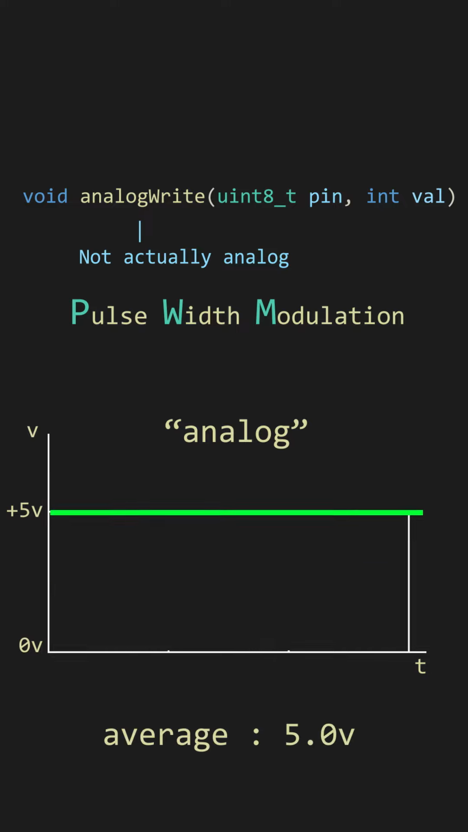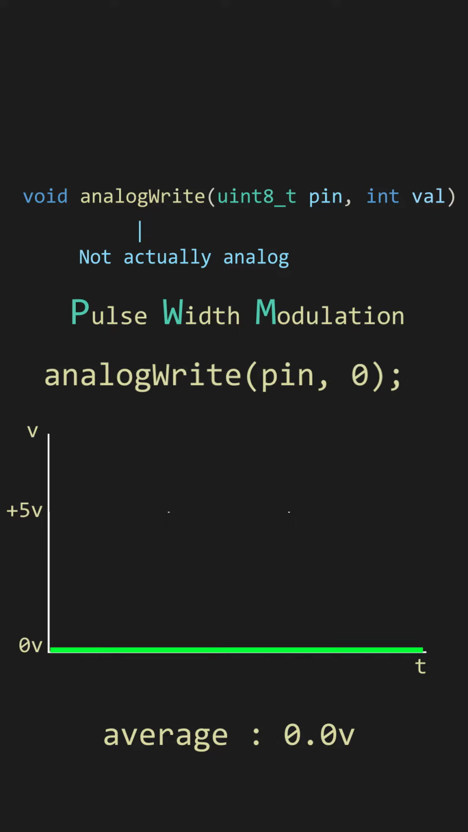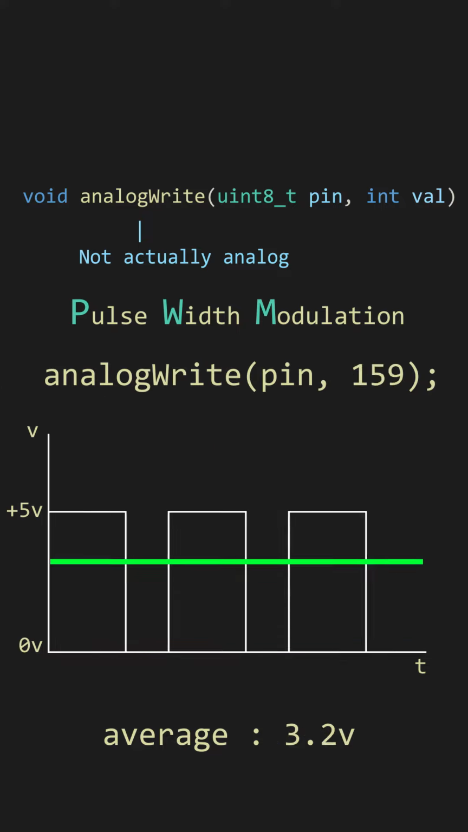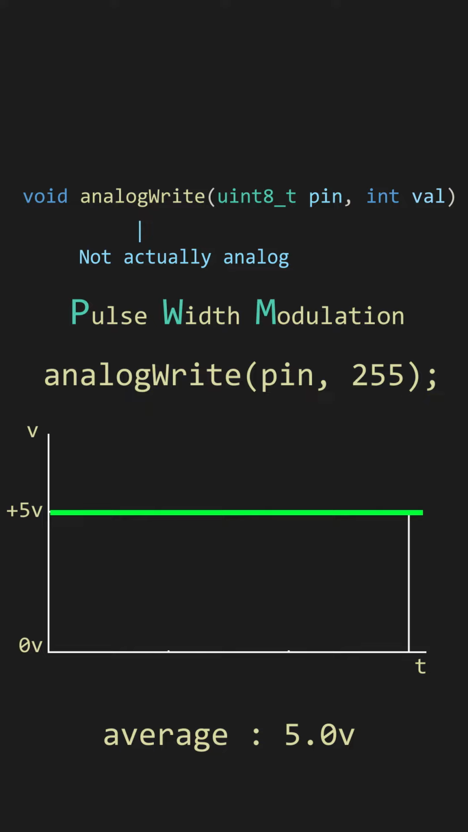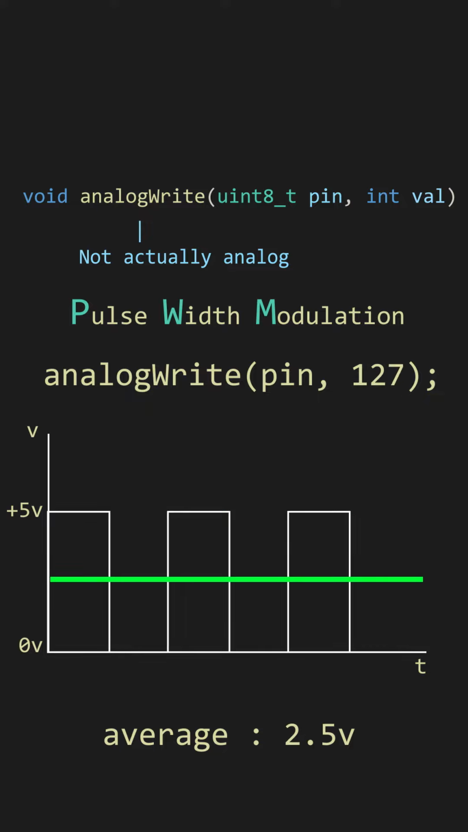The longer the on time, the higher the average value is, so if you connect it to an LED, it shines brighter. On default, analogWrite takes a value from 0 to 255. analogWrite 0 means fully off, 255 means fully on, and 127 means halfway through.